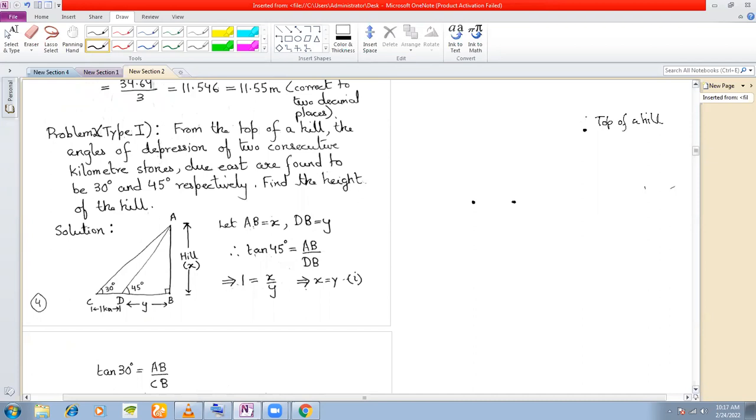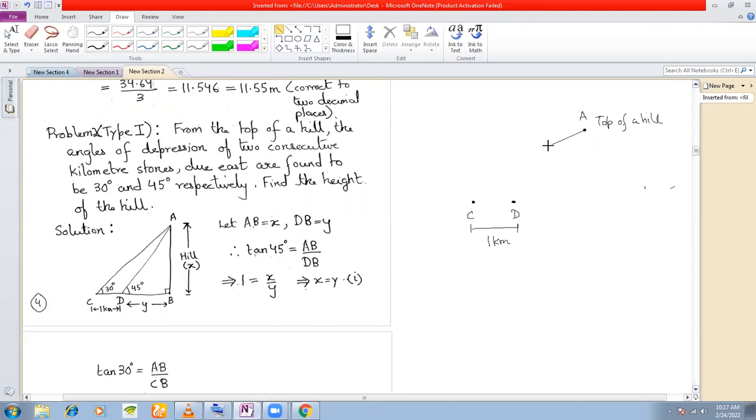Okay, so let's say from the top of the hill we call this point A. And you have 2 kilometer stones. Let's say you have a kilometer stone at C and a kilometer stone at D. That means what is the distance between the two that is given? 1 kilometer. The angles of depression of these 2 kilometer stones are given to be 30 degree and 45 degree.